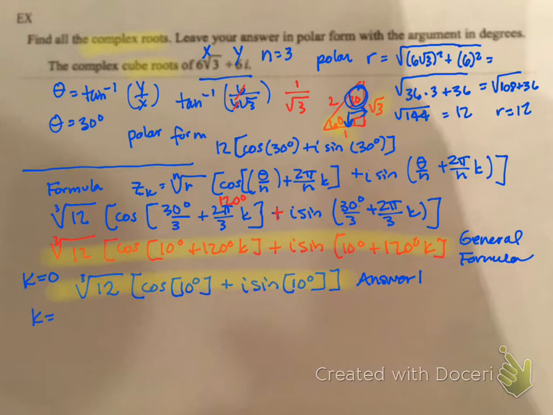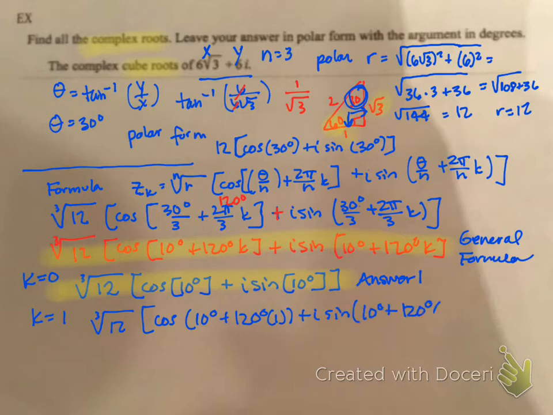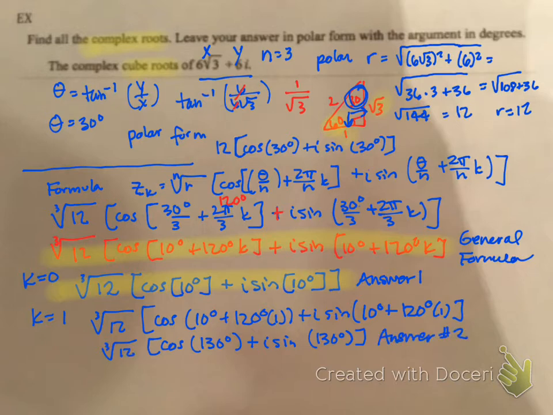k equals 1. So the cube root of 12 times cosine of 10 degrees plus 120 degrees times 1 plus i sine of 10 degrees plus 120 degrees times 1. Okay, we know 120 degrees times 1 is 120. 120 plus 10 will give me cosine of 130 degrees plus i sine of 130 degrees. And then we're going to multiply that by the cube root of 12. So this is answer number 2.